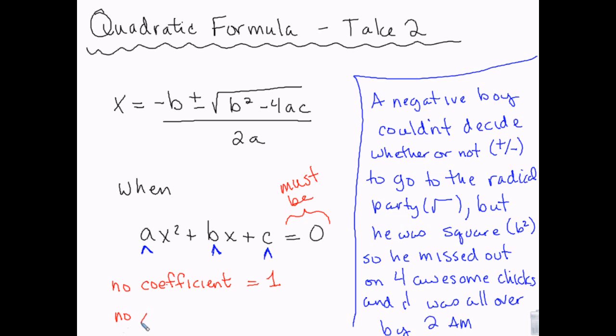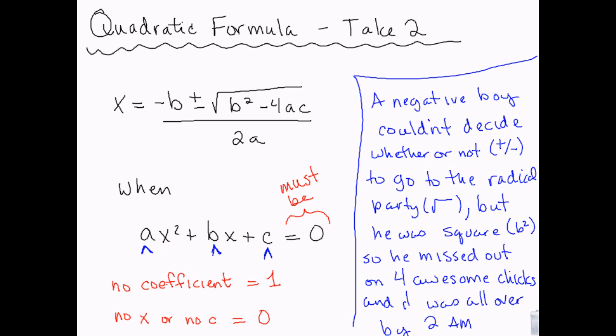If there's no x or no c, they equal 0. So like if it was say x squared plus 5 or something, then the b would be 0. Or if it was x squared plus 3x and there's no c, then the c would be 0. If there's no x squared, it's not a quadratic formula, don't worry about it.